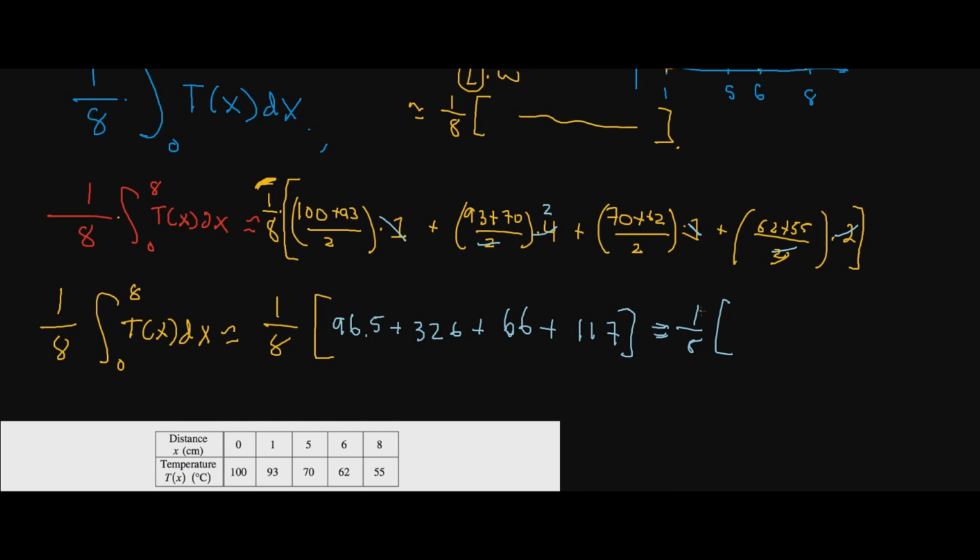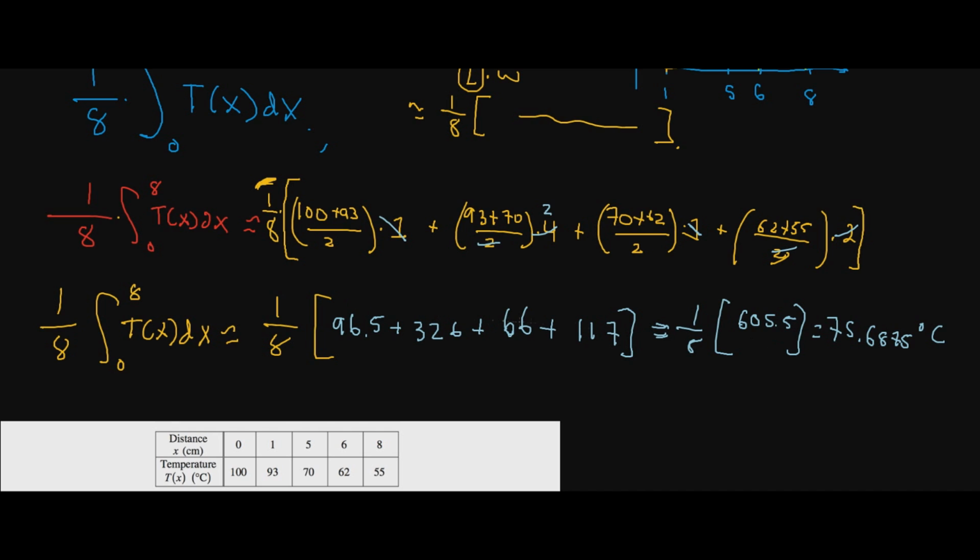So we're going to get 605.5, right? Divided by 8, which is 75.6875 degrees Celsius. And again, if you needed to, remember you could just leave it as 605.5 divided by 8, and then we got our temperature there.